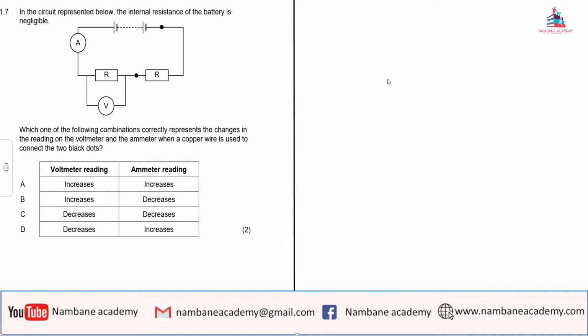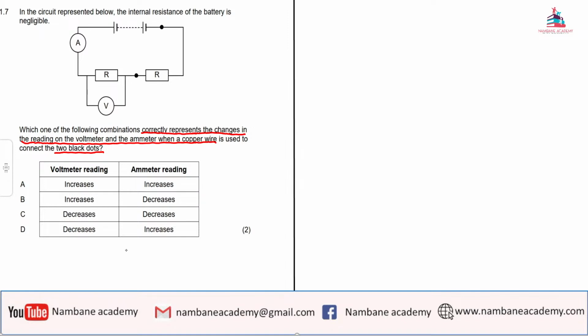Multiple choice as part of teaching and learning. Ladies and gentlemen, let's read this question together. In the circuit represented below, internal resistance of the battery is negligible. Which one of the following combinations correctly represents changes in the reading of the voltmeter and ammeter when the copper wire is used to connect the two dots? There's only one person who got it right. Let's move and check.